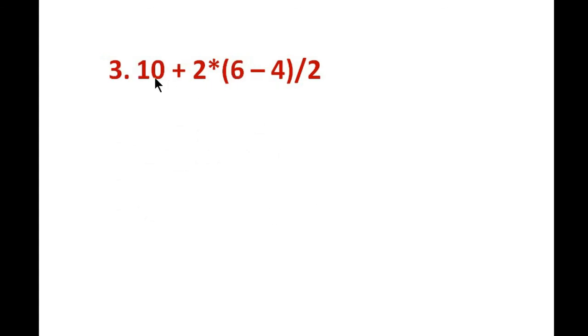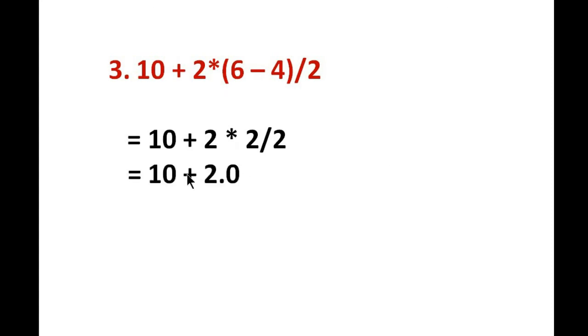Next question. 10 plus 2 into 6 minus 4 whole divided by 2. Bracket is having higher precedence. So 6 minus 4 is 2. 10 plus 2 into 2 divided by 2. Then 10 plus multiplication and division. 2 into 2, 4 divided by 2 is 2.0. 10 plus 2.0 is 12.0.